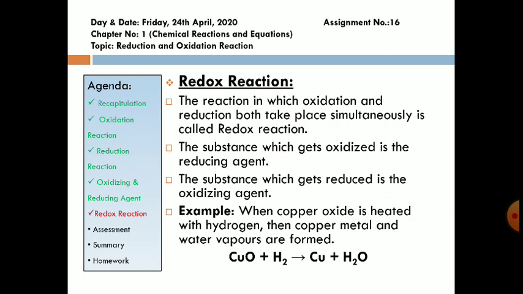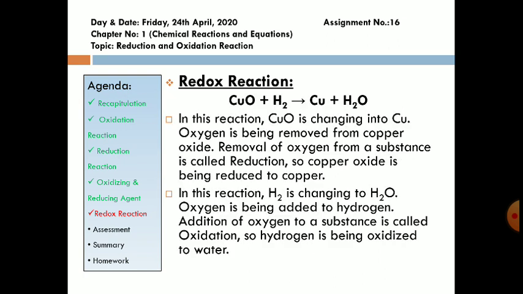Here is an example. When copper oxide is heated with hydrogen, then copper metal and water vapors are formed. The chemical equation goes like this: copper oxide, CuO, plus hydrogen, H2, gives Cu, copper metal, plus H2O, water vapors. Here, oxygen is there with copper and it reacts with hydrogen, H2. Hydrogen does not have oxygen with it. During the reaction, copper oxide gives oxygen to hydrogen. Or you may say, hydrogen removes oxygen from copper oxide.